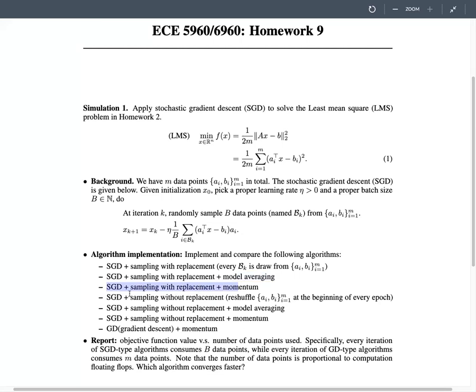The third one is SGD sampling with replacement. This is exactly the same as before, right? And the only thing different is the momentum. You can inject momentum into this update. Remember, we talked about the momentum for gradient descent, right? Here, the idea is exactly the same. The only difference is that here we are using stochastic gradient instead of the full gradient. But you can simply follow the previous accelerated algorithms, follow that scheme, and inject some momentum into this SGD update, and see if momentum can accelerate the stochastic gradient descent algorithms.